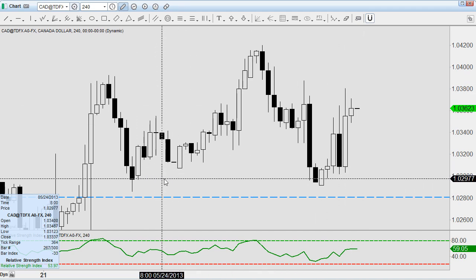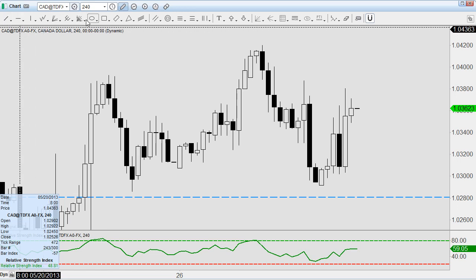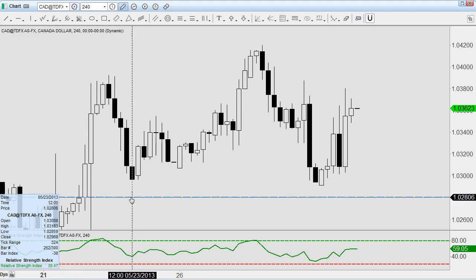And so although we didn't get the bat pattern setup that we wanted to see in last week's Forex Market Preview, we did get another very nice trade setup. That trade setup was a Gartley pattern that's set up right in behind this.